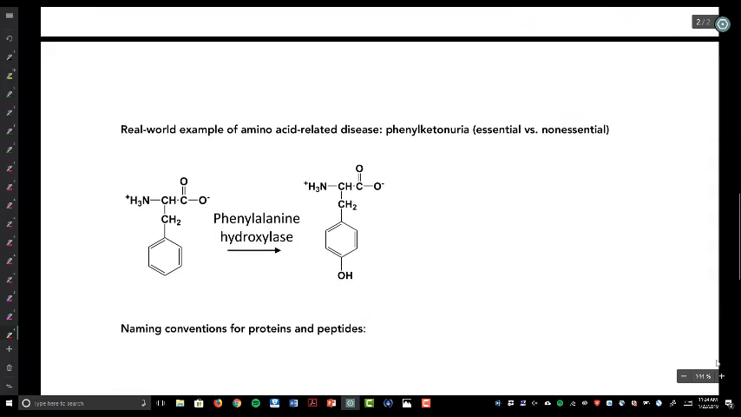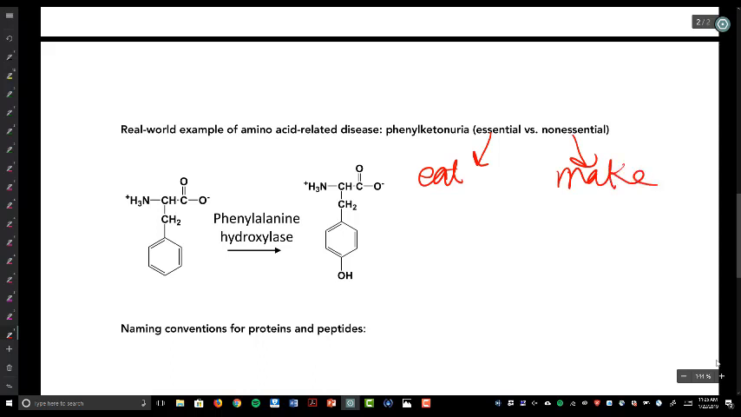Now, I'd like to take a minute to show you an example of what happens when the amount of amino acids in our bodies get off balance, because it's really important for making proteins, but it can have larger ramifications if we're not getting the amino acids we need. So there are two classes of amino acids. We have essential amino acids, and these are the amino acids that we eat. And we have non-essential amino acids, which are the amino acids that we make.